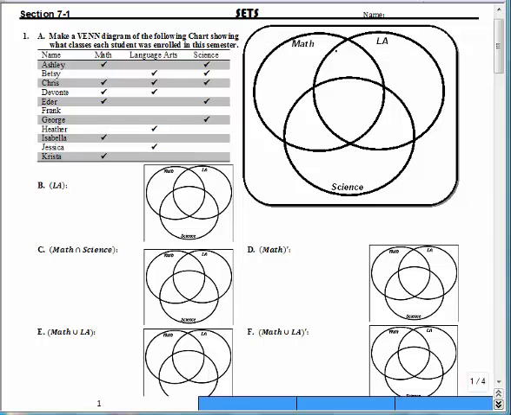In this section, we're going to learn about Venn diagrams and set notation. Let's start with the first problem to help us understand what Venn diagrams and set notation look like. It says make a Venn diagram of the following chart showing what classes each was enrolled in this semester.